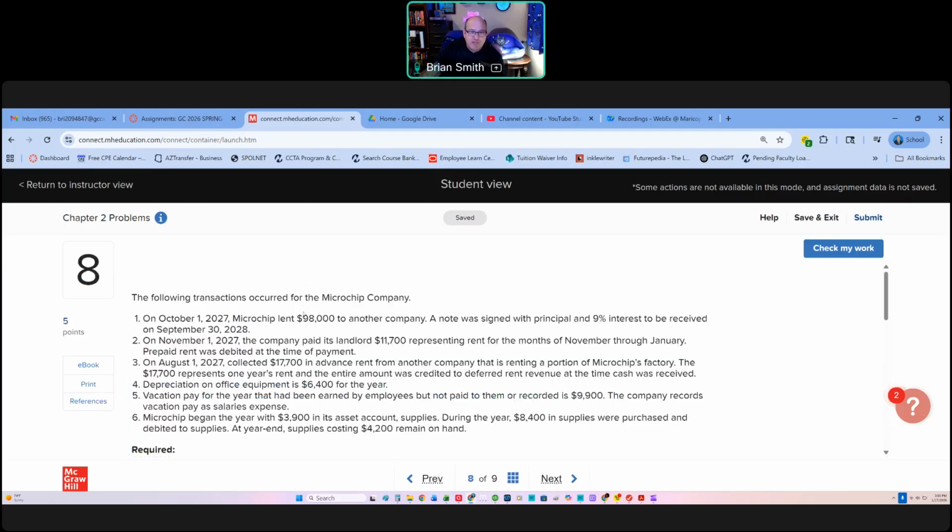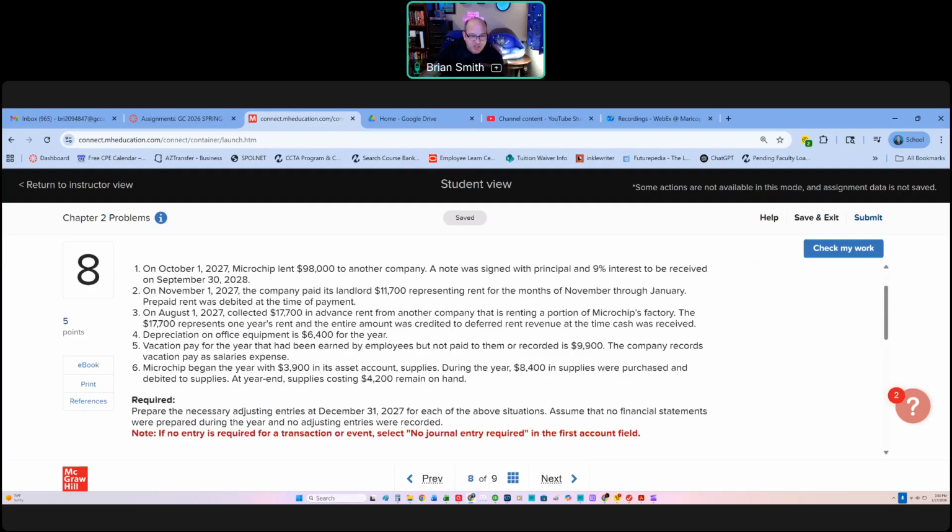All right, now we have some transactions again. I believe these are adjusting entries. Yes. We're preparing the necessary adjusting entries at December 31st, 2027 for each situation above. Assume that no financial statements were prepared during the year and no adjusting entries were recorded. So it doesn't matter at what point something here happened, we have to account for it at the year end, based on what it is.